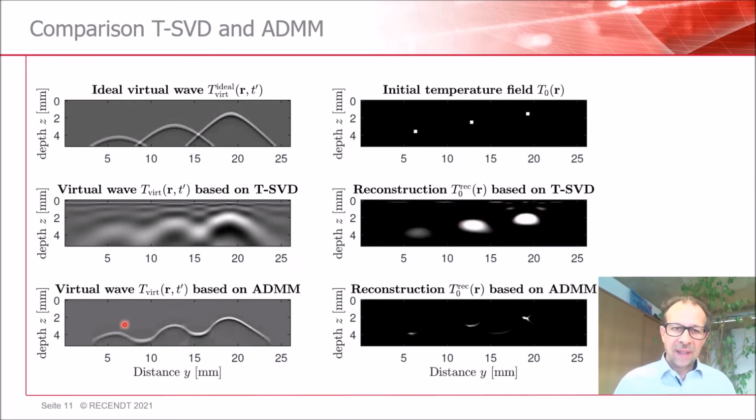If you take additional information like sparsity or positivity into account, then you can see that you have a much better virtual wave. The blurring is not so high as with the truncated singular value decomposition, and in the reconstruction using the FSAFT with this virtual wave, you see that the reconstruction is much better and the spatial resolution is much higher.